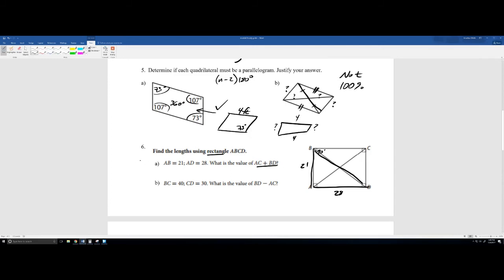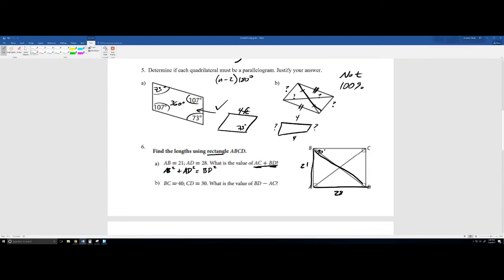So all you really have to do is, it's going to be AB squared plus AD squared equals BD squared. Solve for BD. Don't forget to do the whole square root bit. And then whatever you get there, remember AC has to be congruent to BD. So whatever you get for BD, you're really just adding another BD together.